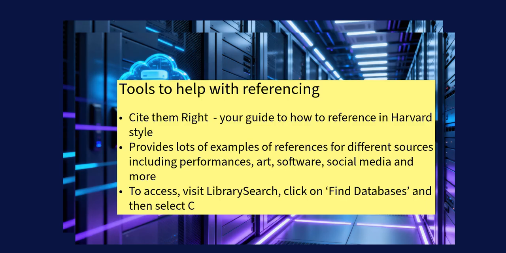The library has tools to help you with your referencing. Cite Them Right is your guide to how to reference in the Harvard style. It provides lots of examples of references for different sources, including performances, art, software, social media, and more. To access, visit Library Search, click on Find Databases A to Z link, and then select C.